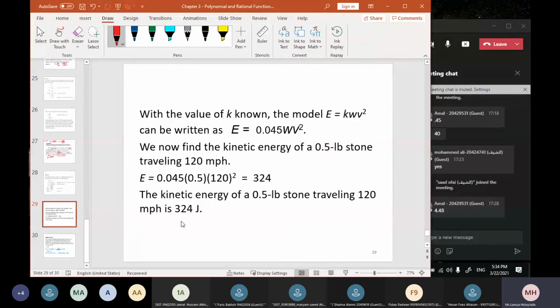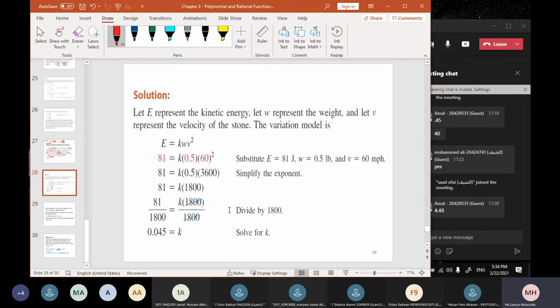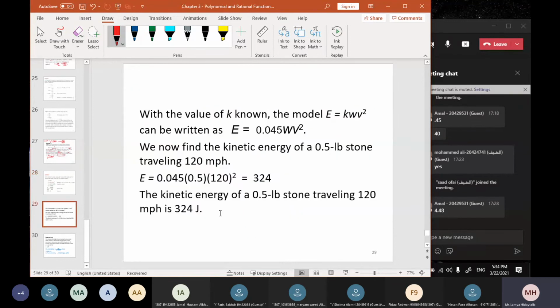And then you found that when it was moving with a speed of 120, its energy is 324, which is greater than the first case. Right, in the first case it was 81 when it was moving at 60. So for the same stone, if the speed was 120, definitely the energy is going to be higher, which is equal to 324. Clear?